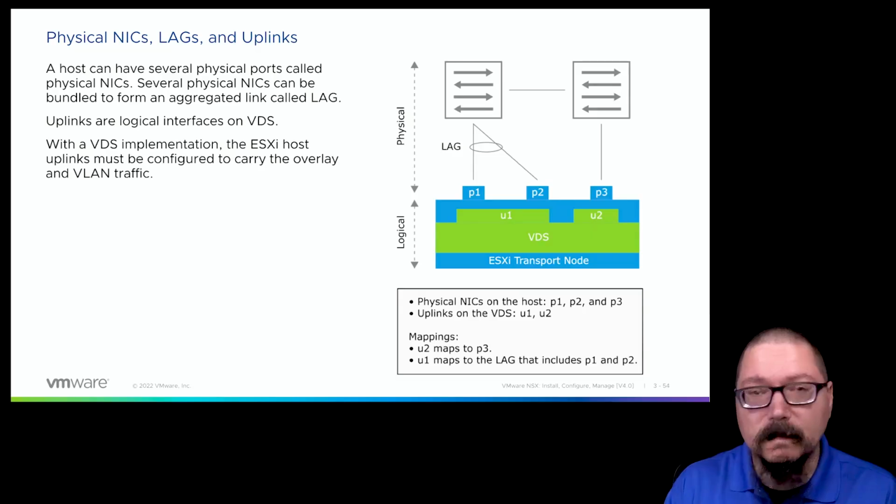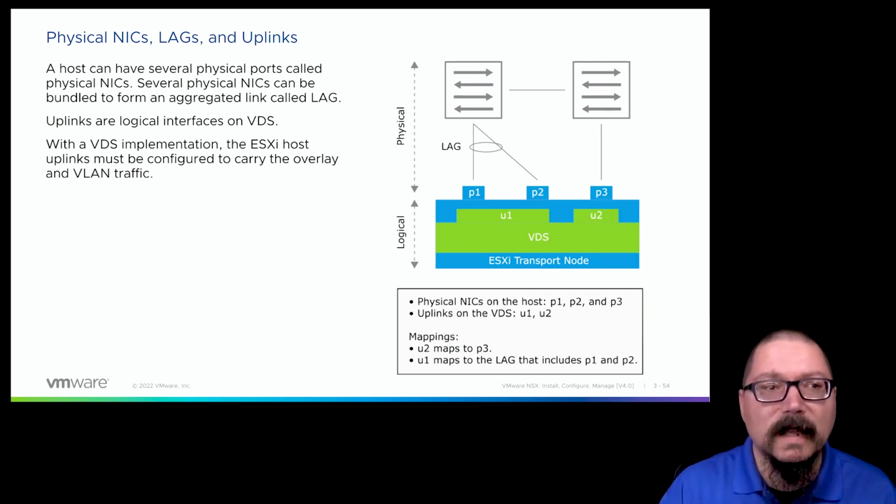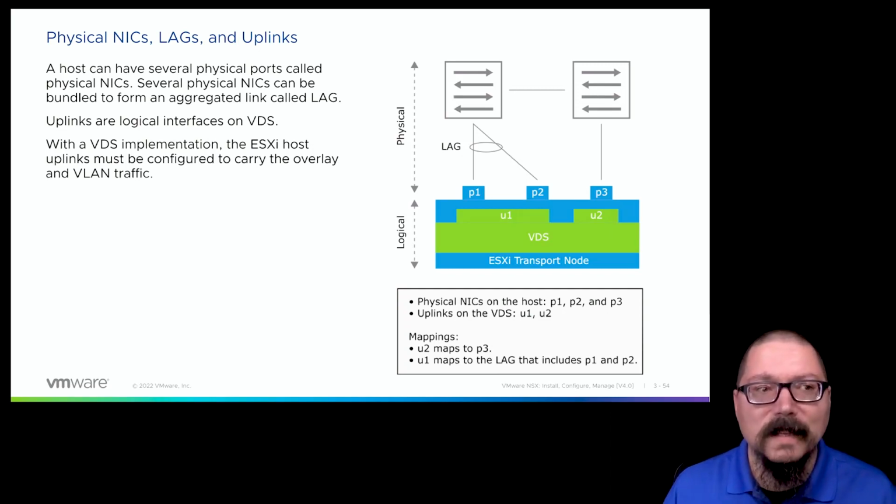So we left off just a few minutes ago in the middle of preparing the data plane, and that's what we're going to continue on with here. Now, we talked about virtual switches, VDS, transport zones and transport nodes in the previous video. Here we're kicking off with uplinks and LAGs and physical NICs and how they're all going to come together.